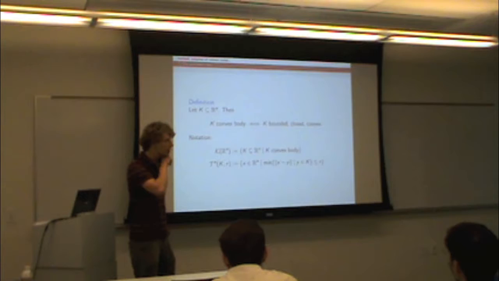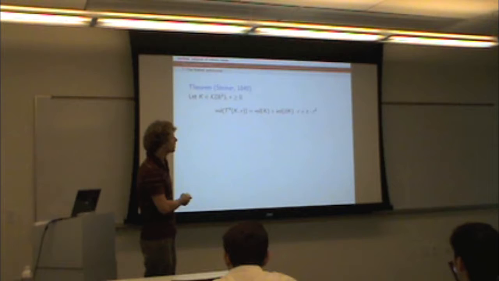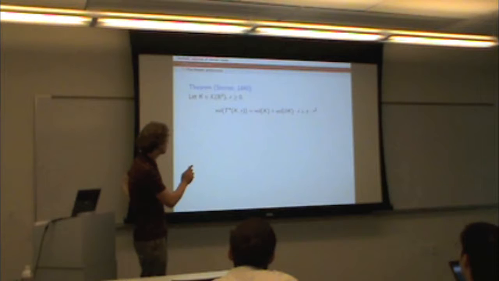Okay, now let's look at a two-dimensional example. So the classical theorem of Steiner is the following. If we look at the volume of the tube of a convex body, then we basically have a polynomial in the radius. Okay, let's look at the picture, because this shows you exactly that this must be true.